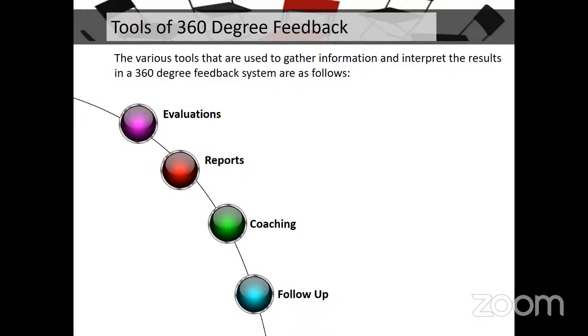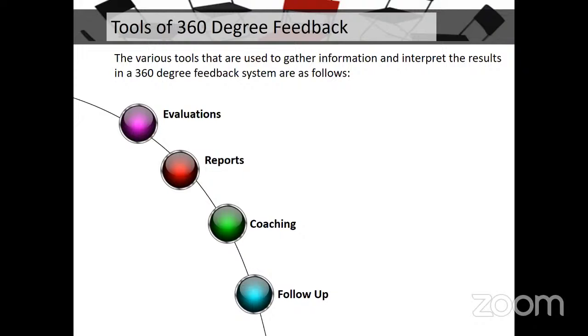What coaching mechanisms are required? Maybe some people don't know how to give feedback, so you need to coach them. How do I give feedback? How do I communicate? How do I give negative feedback? We're very good at giving positive feedback. Wow, you performed so well. But how about when you have to give negative feedback? Do you need to coach them? Then of course you have the follow-up in it.